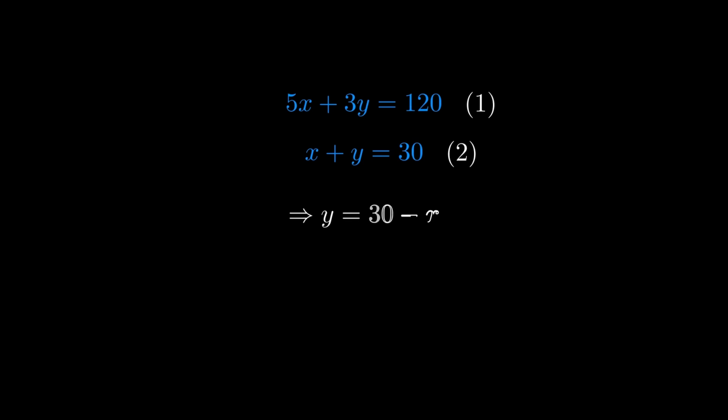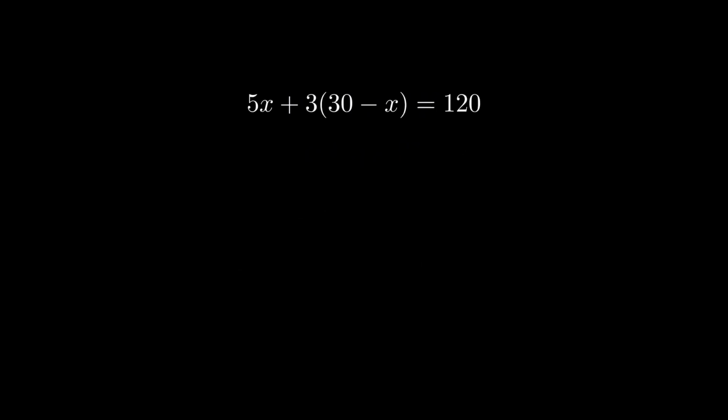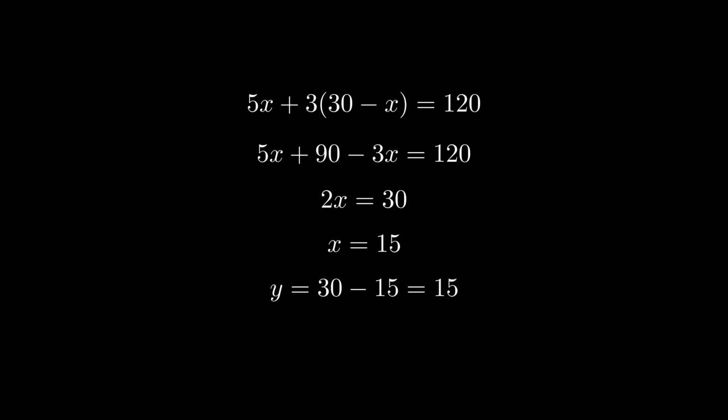Let's try to substitute y in terms of x in the first equation and solve for x as we did in our equations tutorial. We do simple algebraic operations to get the x terms on the LHS and the constant terms on the RHS. We get x equals 15 ounces. When we substitute x back in the second equation, we get y equals 15 ounces as well. Thus, we have a unique solution to the system of linear equations.